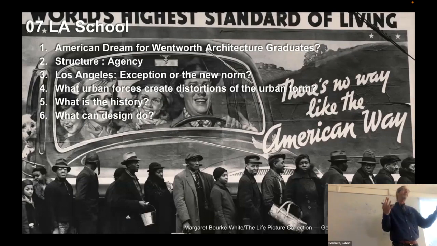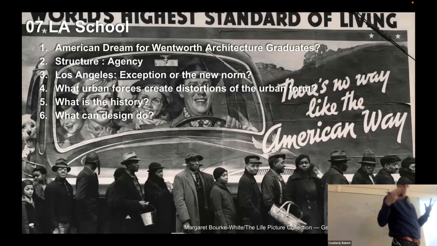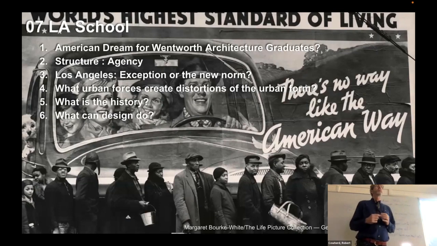So this week's topic, in a way, this is one of the hardest topics of the course and one of the hardest topics of architecture, which is the legacy of race segregation in the United States. It's something architects have been called upon to turn our attention to. And it brings our attention to questions of structure and agency.